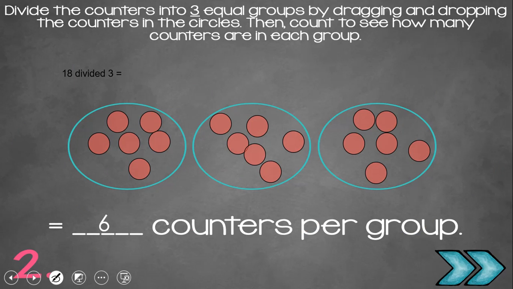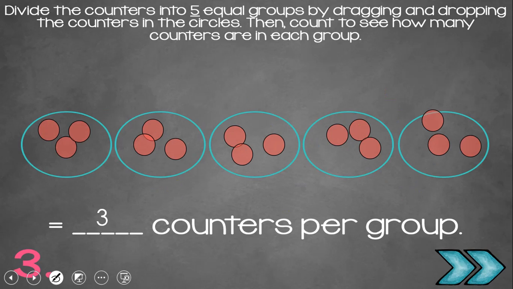Next up, we had 18, and we put 18 into 3 groups. So there's 1 group, 2 groups, 3 groups. Let's just check and make sure that they're equal. We have 6 in the first one, 6 in the second one, 6 in the third one. So we know that 18 divided by 3 is 6.